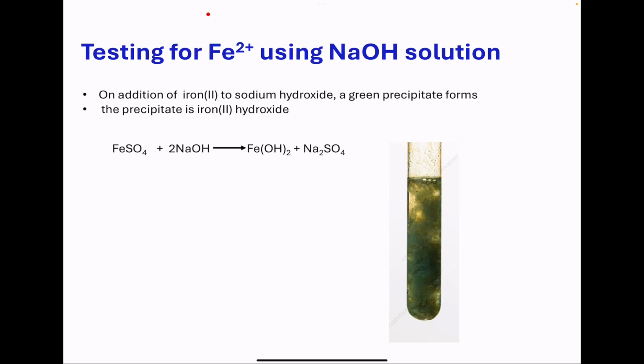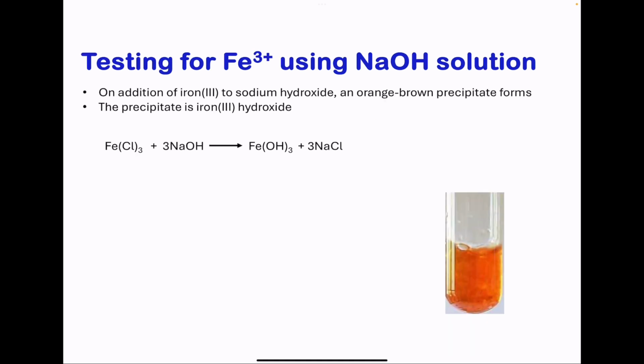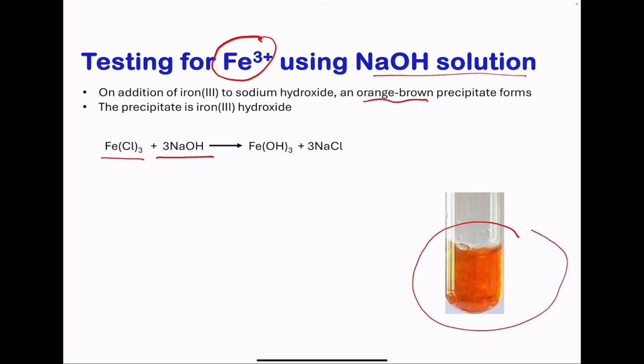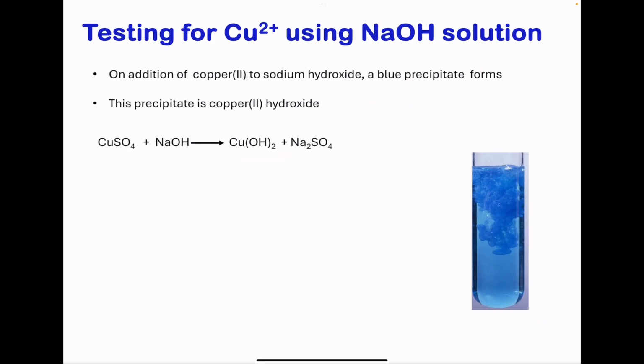Iron 2 plus cation is tested using sodium hydroxide, and when that occurs we're going to observe green precipitates like we see here. To test for iron 3 plus cation, again using sodium hydroxide solution, to the sample containing iron 3 cation like iron 3 chloride, we'll add sodium hydroxide and observe the color changes. A precipitate which is orange-brown is going to be produced like we see here, and that is confirmation that is iron 3 cation. In this case, it's going to be iron 3 hydroxide.